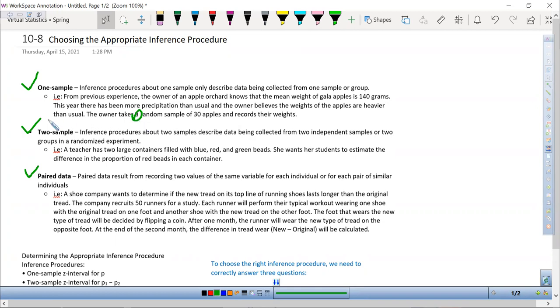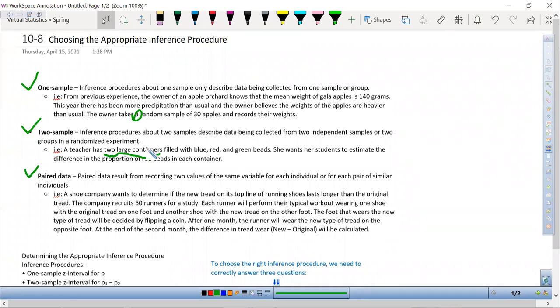Two sample data, inference procedures about two samples, describe data being collected from two independent samples or two groups in a randomized experiment. So in the case where a teacher has two large containers filled with blue, red, and green beads, she wants her students to estimate the difference in proportion of the red beads. Each container is a population, and they're taking beads from each container to complete two independent samples.